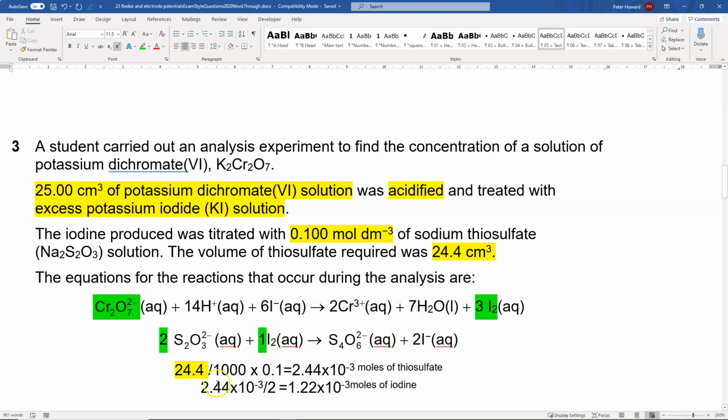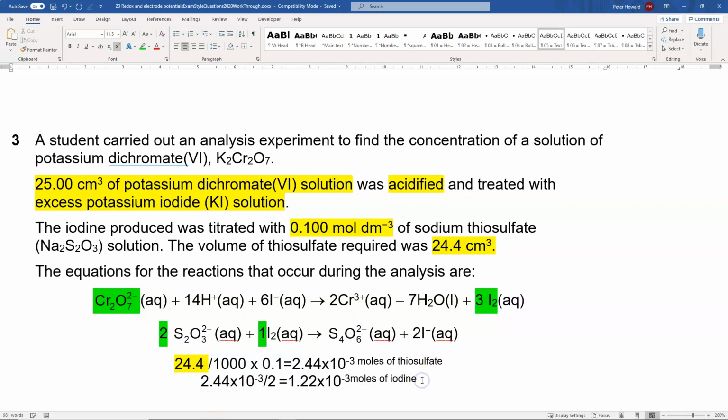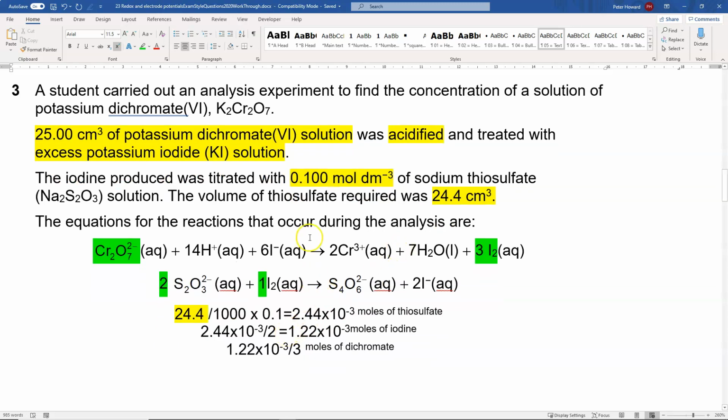The next thing we could do is, we've got 3 moles of iodine, and this was formed in the reaction where we only had 1 mole of potassium dichromate. So we're going to divide this value yet again by 3 to get our number of moles of potassium dichromate. So divide this value from the previous line by 3, giving us moles of potassium dichromate. It tells us the original volume it was in. It was in 25 centimeters cubed. So we're going to have to take this value and work out concentration. Concentration is moles over volume. Divide by 3 gives us 4.07 times 10 to the minus 4 moles of that.